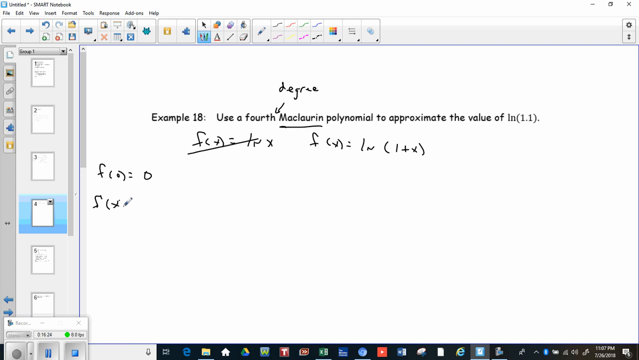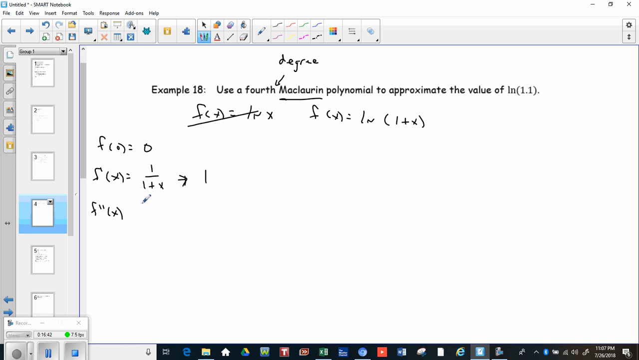F prime, we're going to have to write this one out, I think, is 1 over 1 plus x. Evaluated at 0 is going to give us 1. F double prime, remember we need a fourth degree, so we need 4 derivatives. F double prime is going to be, if we make that 1 plus x to the negative 1, negative 1 over 1 plus x quantity squared. Plugging in 0 there is going to give us 1 squared in the denominator, so it gives us negative 1.